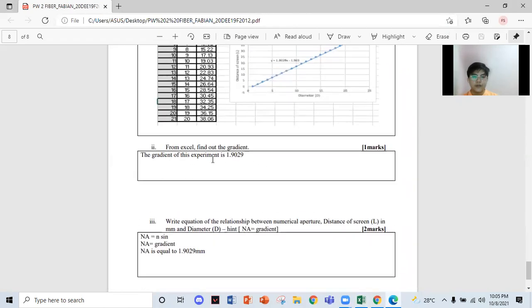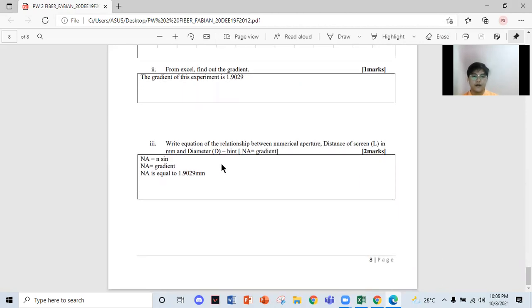So the gradient of this experiment is 1.9029. The third question is to write the equation of the relationship between numerical aperture, distance of screen L in millimeters, and diameter. The hint is still the same: NA equal to gradient. So the gradient for NA is equal to 1.9029 mm. Okay, that's all for my explanation of my practical work.